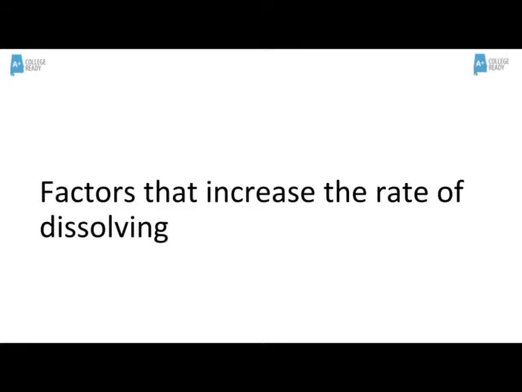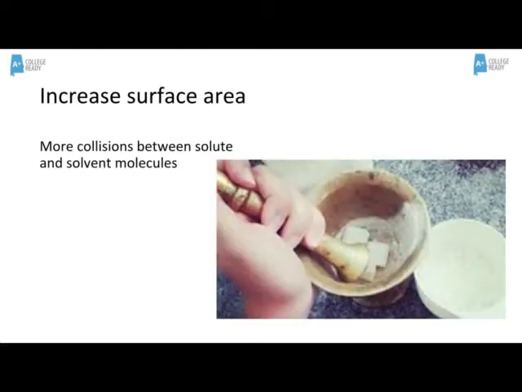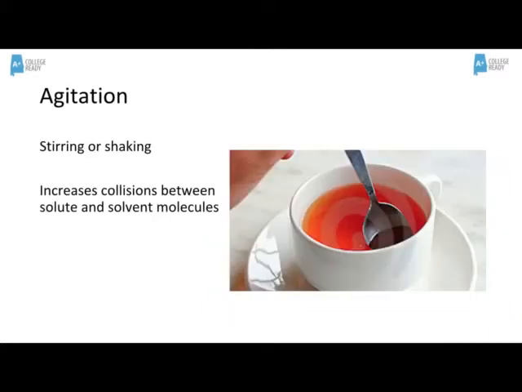There are some things you can do to increase how fast something dissolves. The first thing is I can increase the surface area. Think about cubes of sugar versus granules of sugar. If I want my sugar to dissolve quickly, I would crush it up and then pour it in. This is because more of the solute molecules are going to interact with the solvent molecules. The more they collide and interact with one another, the faster they will dissolve.